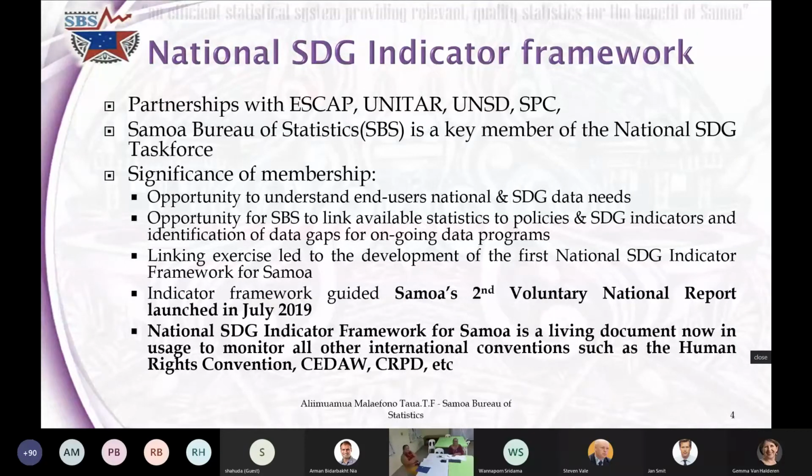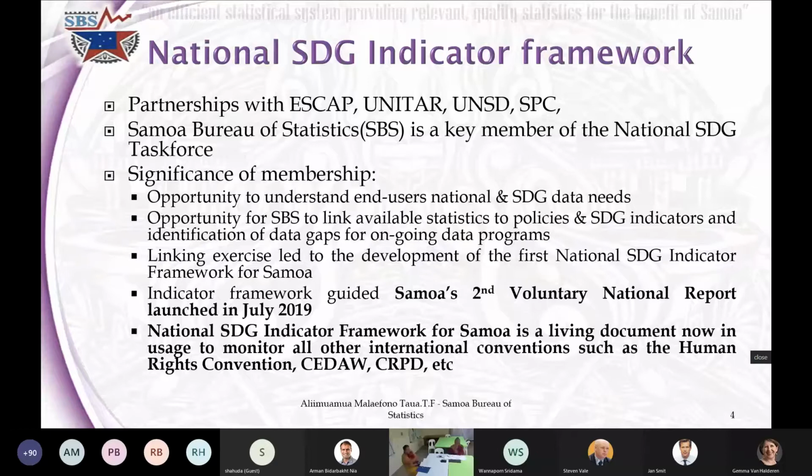It was also an opportunity for us to link what we are developing to the SDG indicators itself, and also identify data gaps in our current work, and also from other stakeholders, not just us. And we managed to come together and identify where the gaps are, especially for SDG indicators. So from this linking exercise, we managed to develop an SDG indicator framework so that Samoa can monitor their own SDGs. And it was the first SDG framework that we came up with.